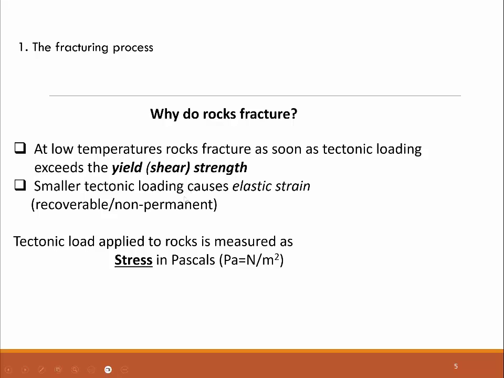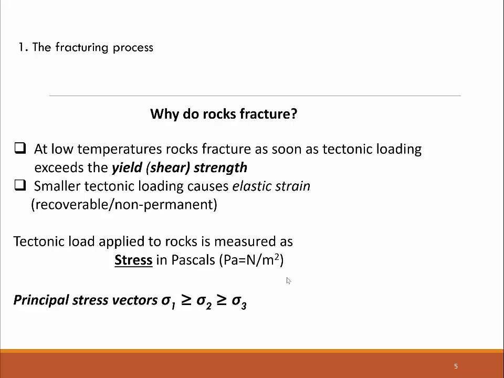Tectonic load applied to rocks is typically measured in terms of stress, and the unit for stress is the pascal. A pascal is 1 Newton per square meter, and in geology we usually use kilopascals or even more commonly megapascals as a measure of stress. The principal stress vectors, the largest, the smallest, and an intermediate one, are called sigma 1, sigma 3, and sigma 2.